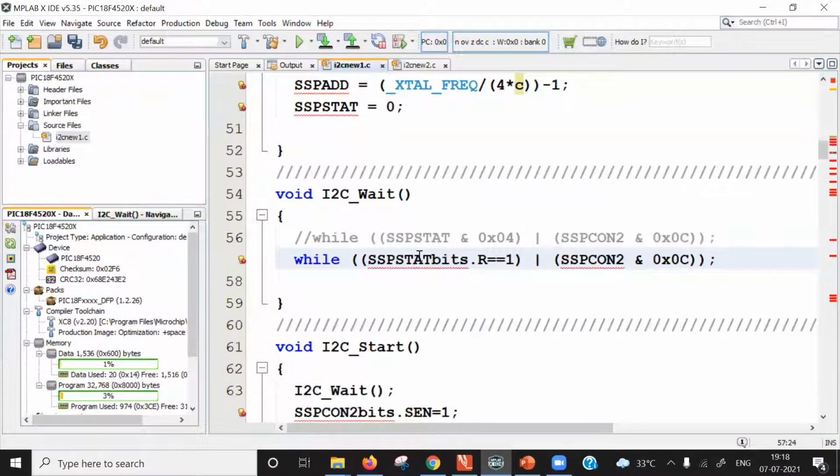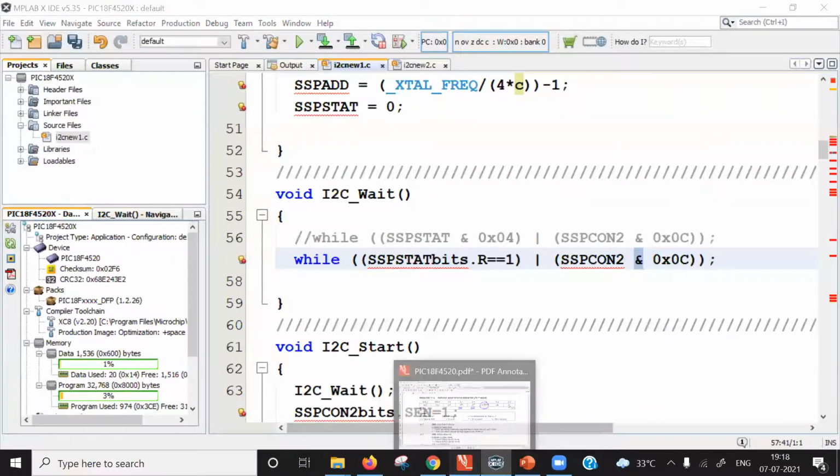In this while loop condition, there is one more condition and there is one vertical sign. It indicates the OR operation. The first condition checks whether transmission is under progress or not. The second condition we check here is with respect to SSP control 2 register, and we are checking only 2 bits here. So we are using the AND condition. With the help of the AND condition, we select only particular 2 bits. What is our masking number? 0x0C. So we are performing bitwise ANDing of SSPCON2 register with 0x0C.